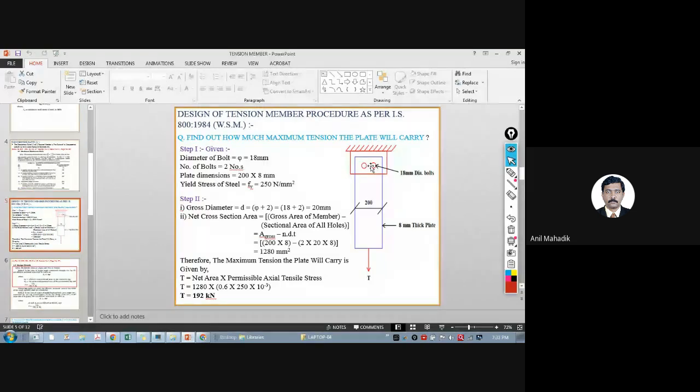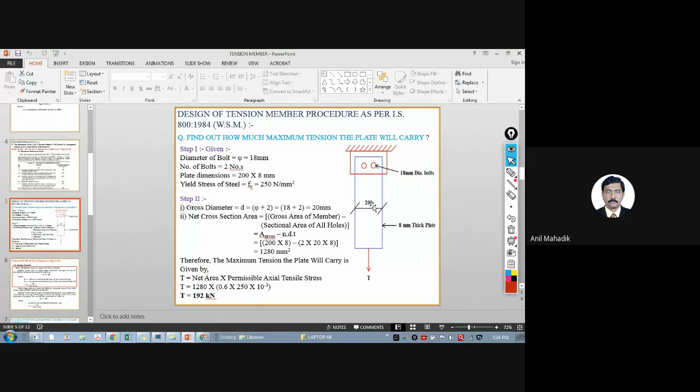Yeah, area of the holes. Okay. So you can see the diameter of the hole is 18 plus 2, 20 mm is the hole diameter. So what is the net cross-sectional area? Gross area minus area of the holes. So what is the gross area?